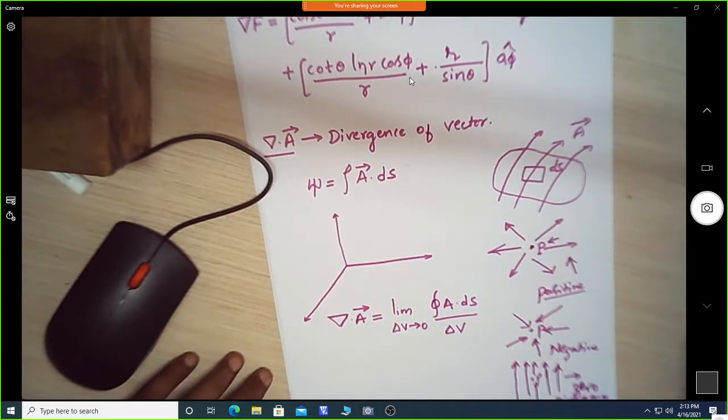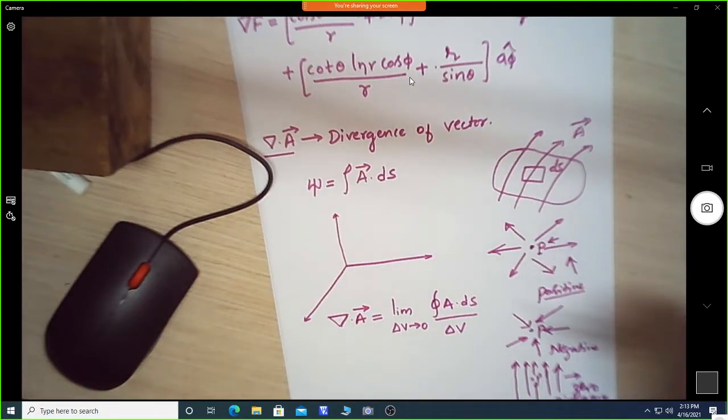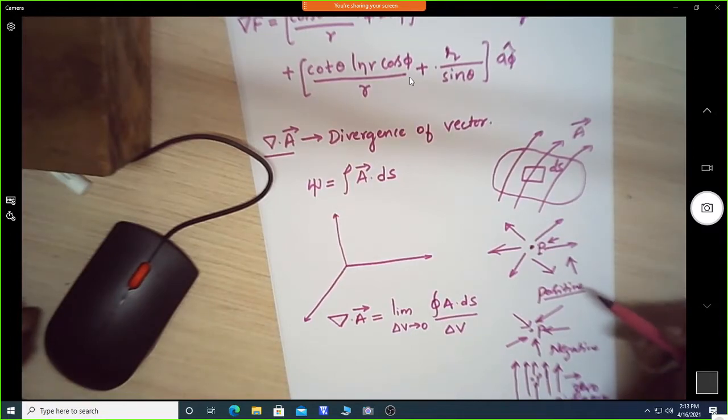In daily life you can take the example of a bulb. If you put it in a room, it will give light intensity over the complete room, in all directions. That is an example of positive divergence, okay. Similarly, if the light is coming towards the bulb, then we can assume that as negative divergence, okay. So these are the examples for positive divergence and negative divergence, okay.